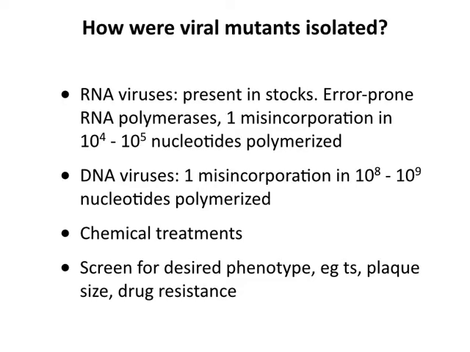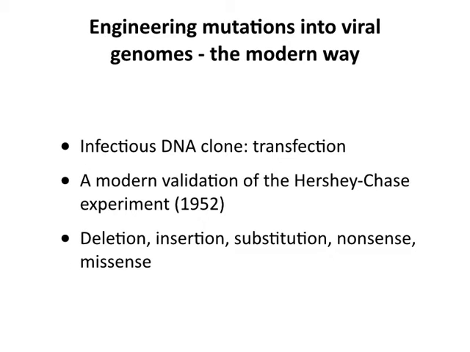Now, DNA viruses, because they have a lower mutation rate, were harder to isolate mutants with, so we used chemicals to treat the genome and mutagenize it, and that worked as well. But we don't do this any longer, because now we have the infectious DNA clones. We have DNA copies of every viral genome, and we can alter those at will. There are many ways to change bases in DNA, to substitute genes using recombinant DNA technology. So we use what we call the infectious DNA clone to make viral mutants.